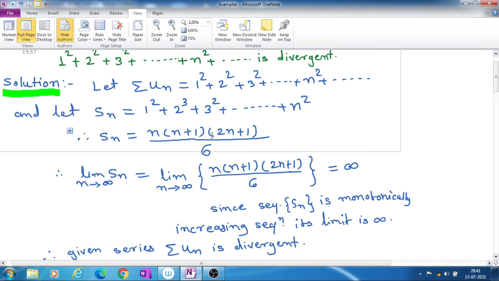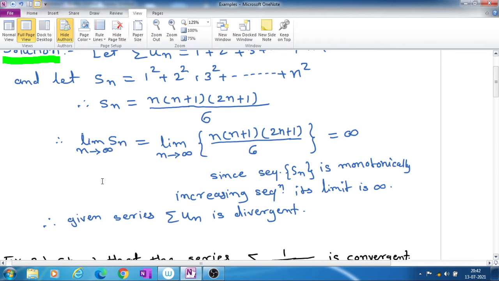To find the limit of this Sn, we have to write a formula for this sum. What will be this sum? You know that the sum of squares of the first n natural numbers is nothing but n into n plus 1 into 2n plus 1 divided by 6. This is the sum of the squares of these first n natural numbers. We know this formula. Therefore Sn is equal to n into n plus 1 into 2n plus 1 divided by 6.